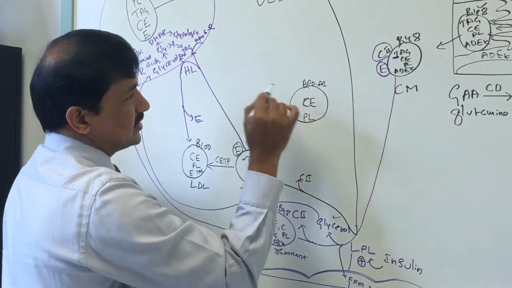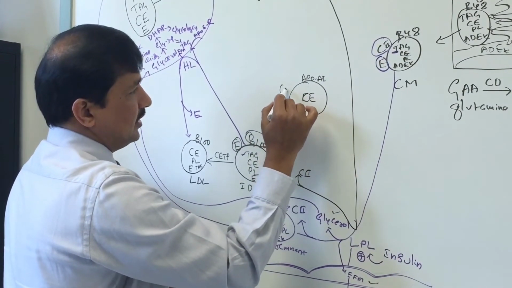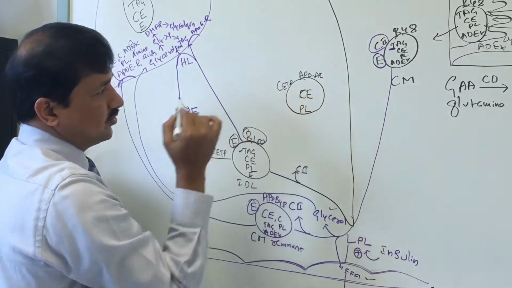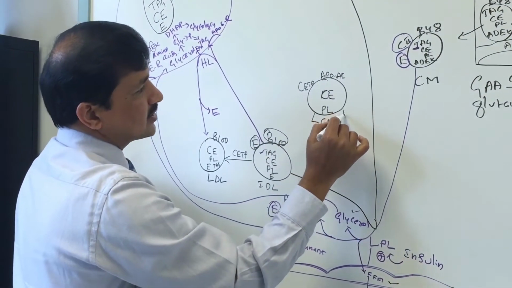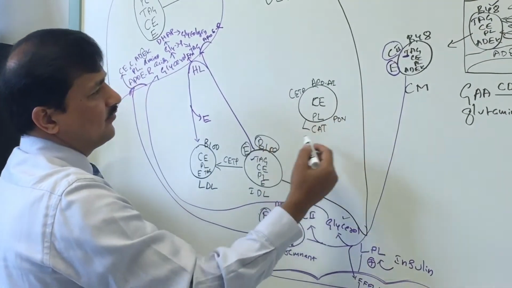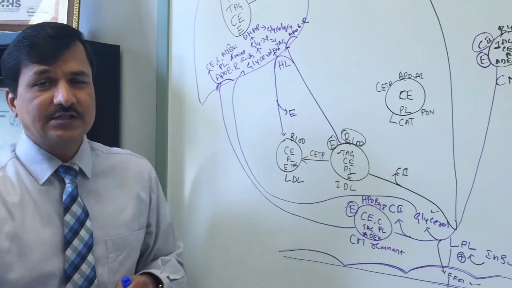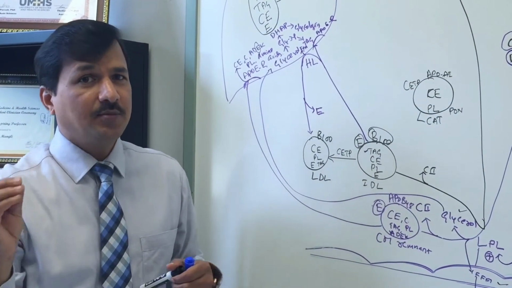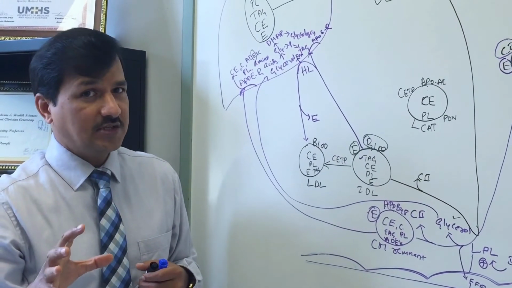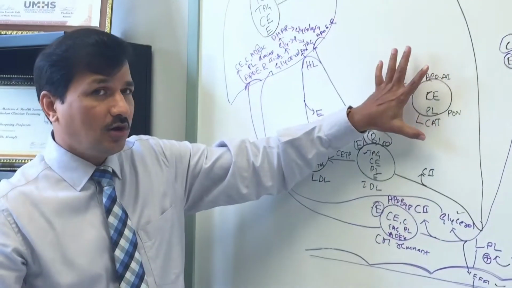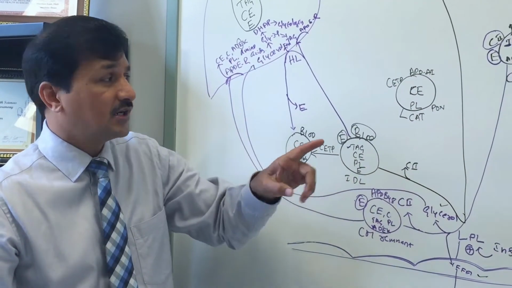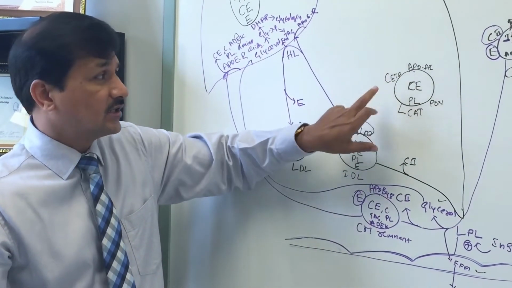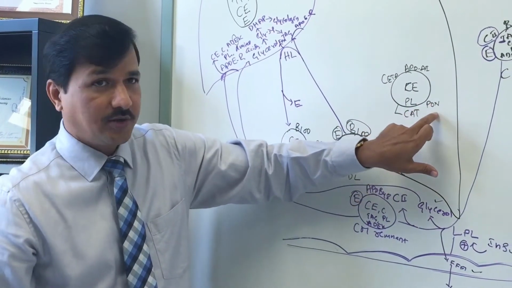Then it has got three enzymes on the surface, and that is CETP. This is what I am going to explain to you now. CETP, then it has got LCAT, and it has got peroxidase enzyme, and of course it has got all the apolipoproteins except ApoB100 and ApoB48. That's the composition of HDL. HDL has got all the other apolipoproteins except ApoB48 and ApoB100, and additionally it has got CETP, LCAT, peroxidase.